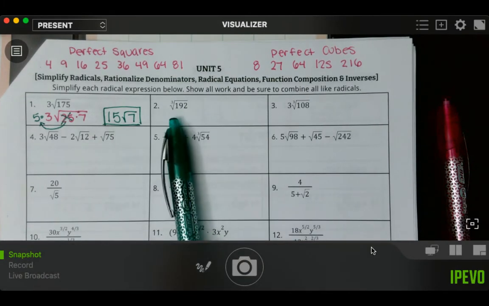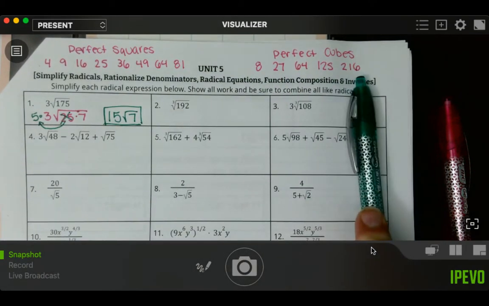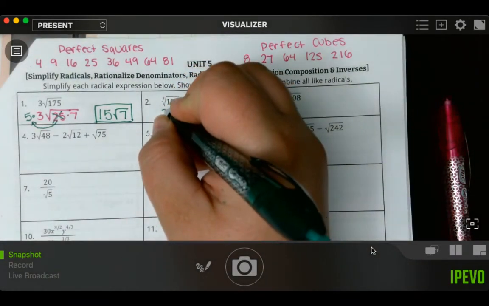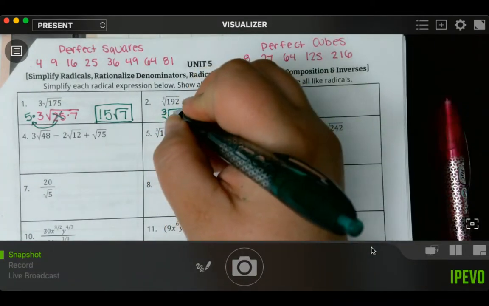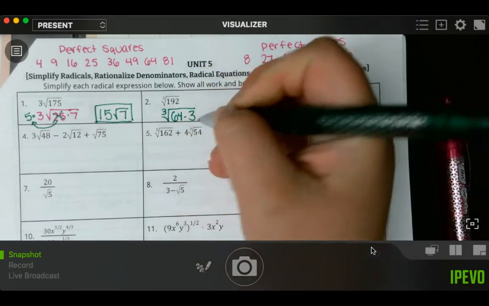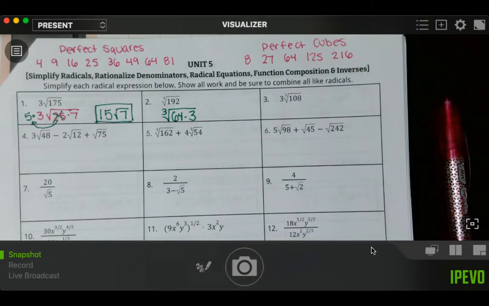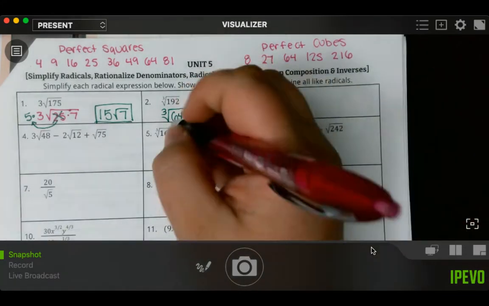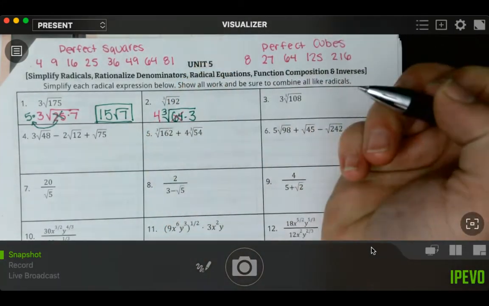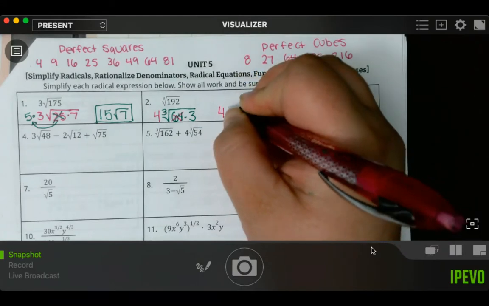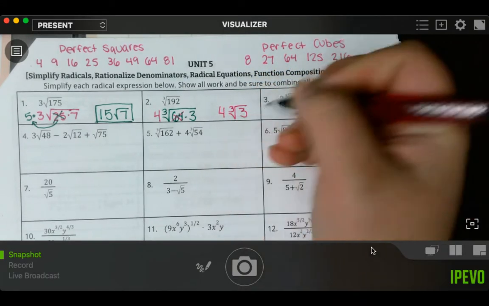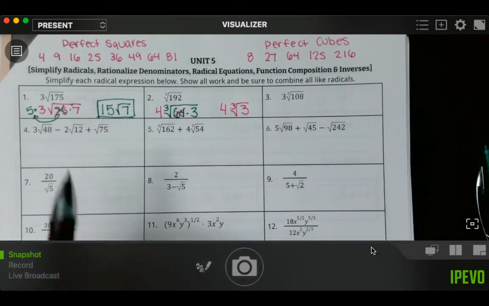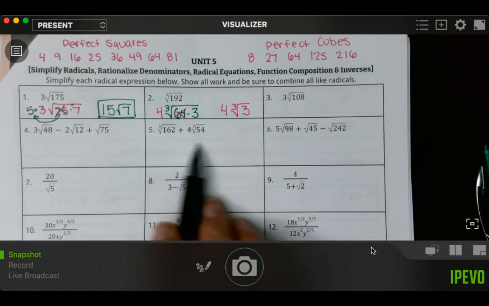For the cube root, I need to find one of these that goes into 192. And 192 just so happens to be 64 times 3. Then the cube root of 64 is actually 4. So we're going to cross this out and put a 4 out front. Since there's not already a number there, it's just simply 4 cube roots of 3. Done.